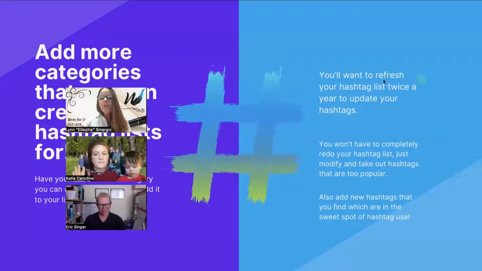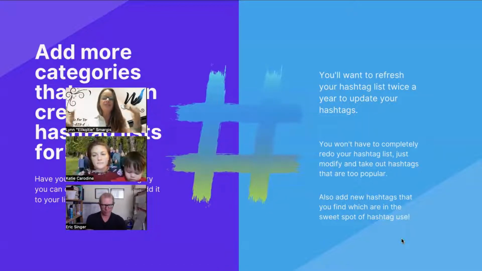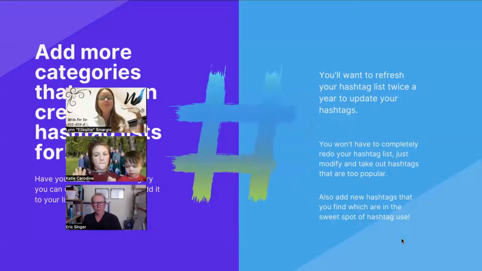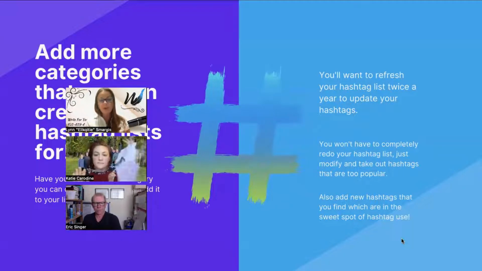And then you'll want to refresh your hashtag list about twice a year to update your hashtags, because with all the changes in marketing and different things trending, certain hashtags on your list at the beginning of the year might end up being too popular. A year later, it might not be serving you well. So you want to go back and copy and paste those hashtags into Instagram, to see if they're still going to be working for you.